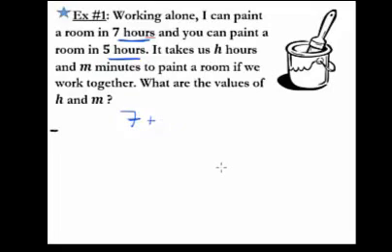So we can make better sense of this if we view this as a rate. When we say that I can paint a room in 7 hours, we're saying that I have a rate of number of rooms per number of hours, and this is a simple way of making a rate.